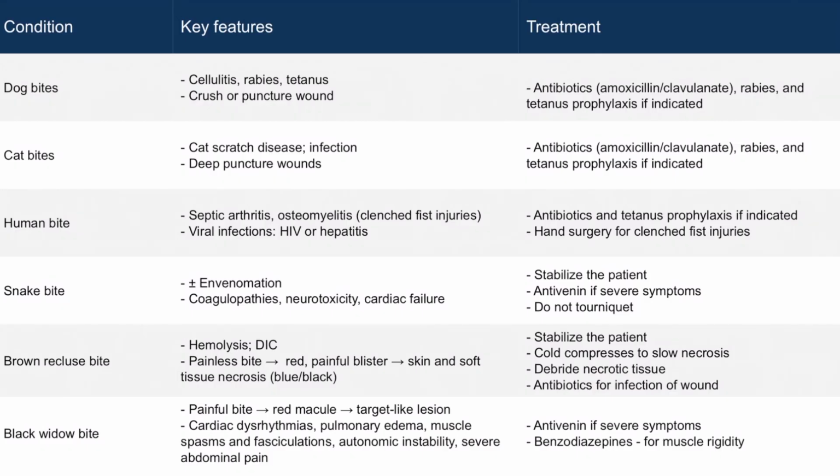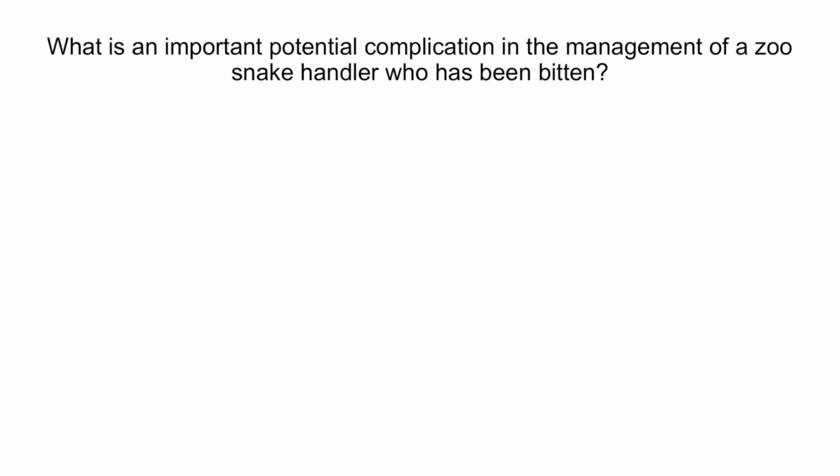So here's a table that summarizes bites from snakes. And just so it's easier to review, this table also includes those details from other types of bites, which are discussed in other lectures. So you can refer back to this after you've viewed that material. Now let's do a question to apply what we've talked about. What is an important potential complication in the management of a zoo snake handler who's been bitten?